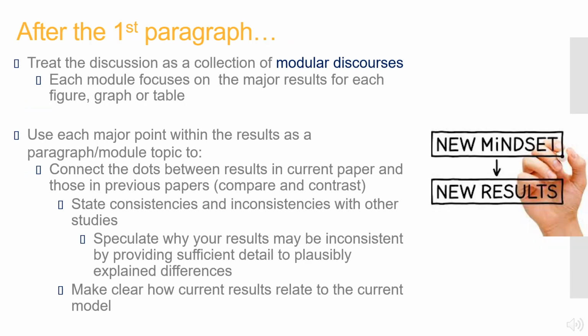After the first paragraph, treat the discussion as a set of modular discourses, where each paragraph focuses on the major results of each figure, graph, or table. Each paragraph should compare and contrast your results with what has been previously published, stating the consistencies and inconsistencies between your data and what has been previously reported. You can speculate on why your results are consistent or inconsistent with the current model.